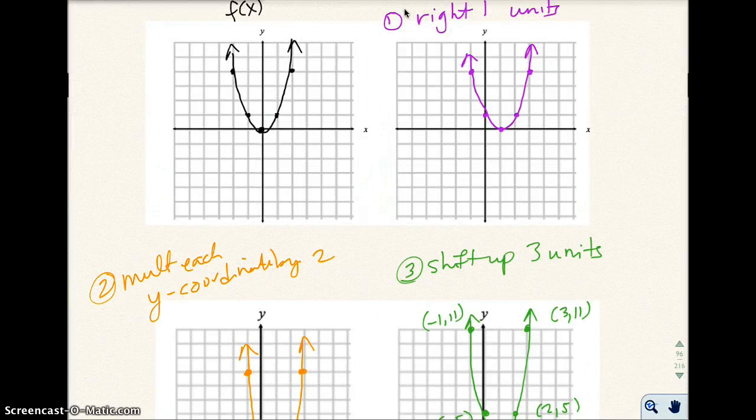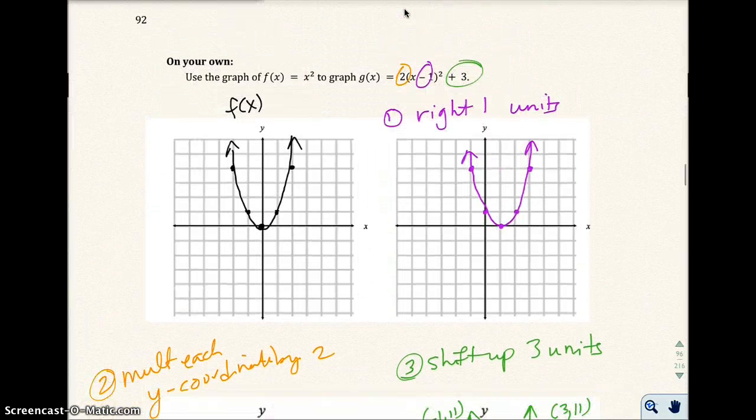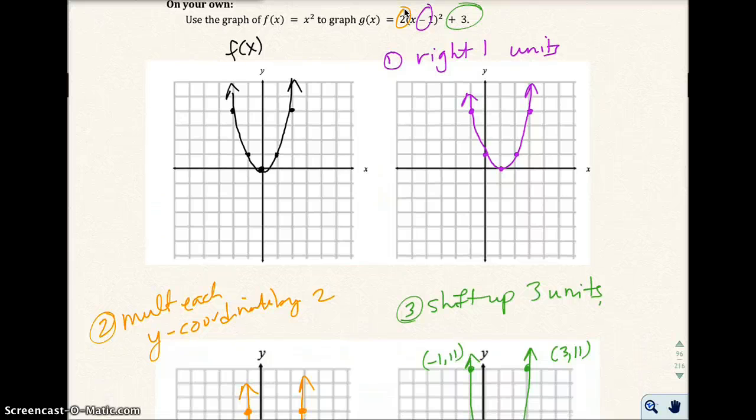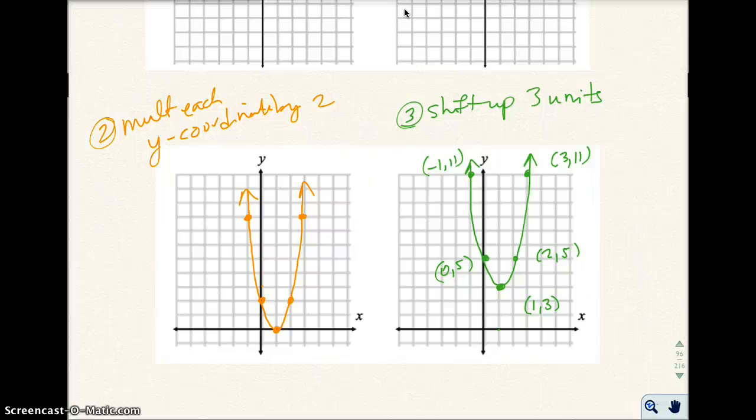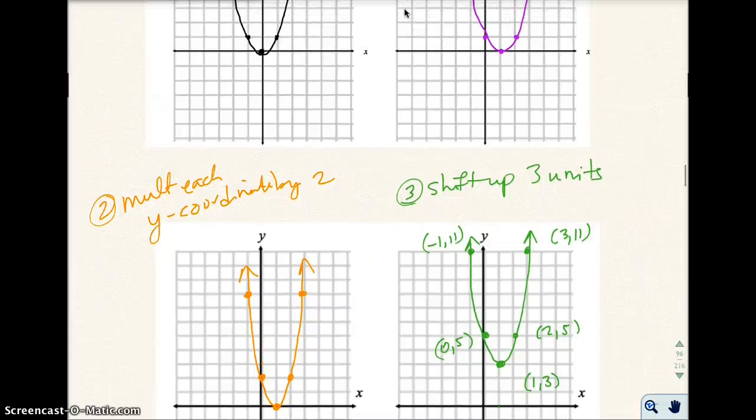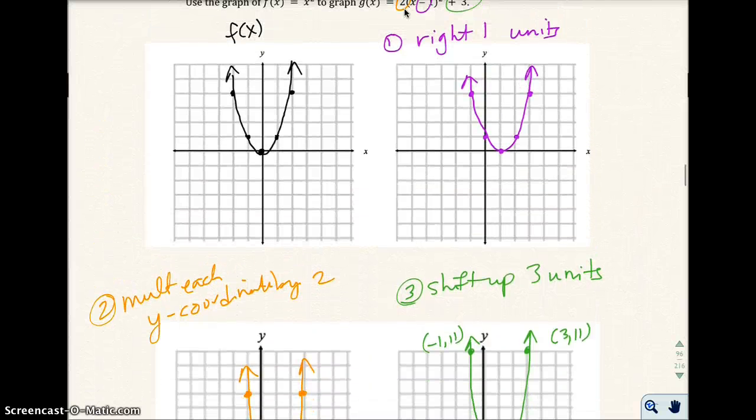Okay, I got 15 seconds left, so here is the correct answer. My original function, move to the right 1 unit, multiply each y coordinate by 2, and then I shifted up 3 units. So if you need to, go ahead and pause and check your answer.